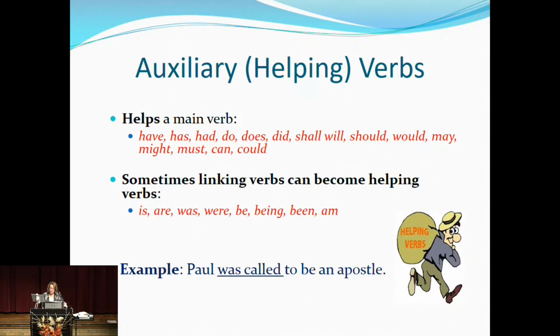And not all verbs are main verbs, so they need help. So the verb phrase will consist of its helper or helpers and its main verb. Now, what do helping verbs do? What do they help with, might be the question. They help to show tense, they help to show voice, and they help to show mood. And we'll look at that in just a little bit.